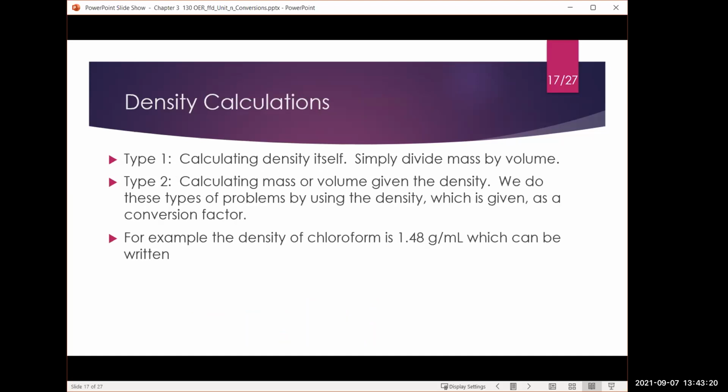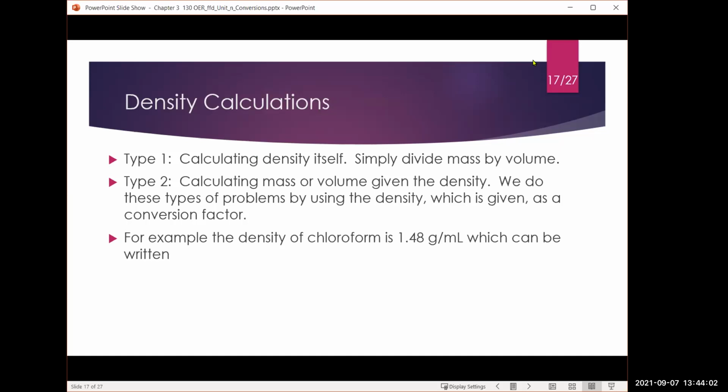Now, ways to calculate density. First, we calculate the density by itself, simply dividing mass over volume. The second type is calculating the mass or volume given the density. Say water has a density of 1 gram per milliliter. If I have 1,000 milliliters, I have 1,000 grams. And if I have 1,000 grams, its volume is 1,000 milliliters, because of that ratio.